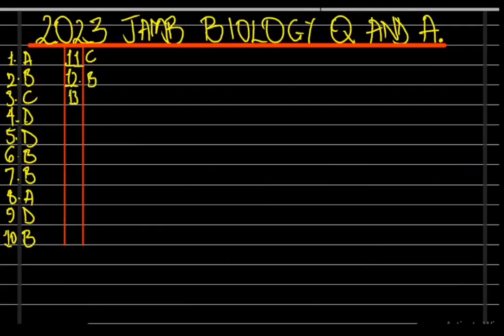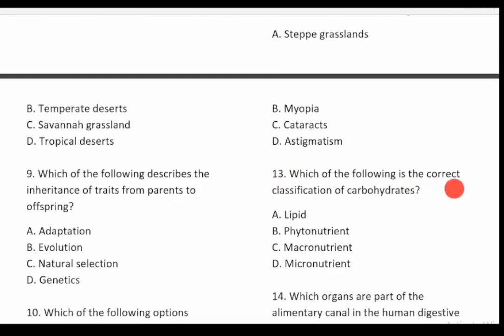Then we have question 13. Which of the following is the correct classification of carbohydrates? A. Lipids, B. Phytonutrients, C. Macronutrients, and D. Micronutrients. Carbohydrates are food substances that are needed in the body extensively because they are needed in large quantity. They are needed in large amounts. And so we refer to them as macronutrients.